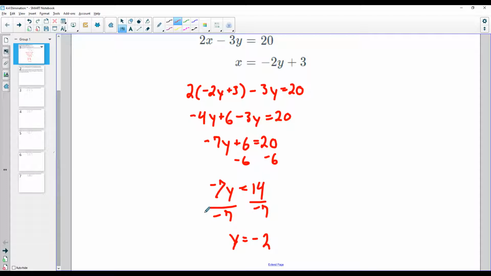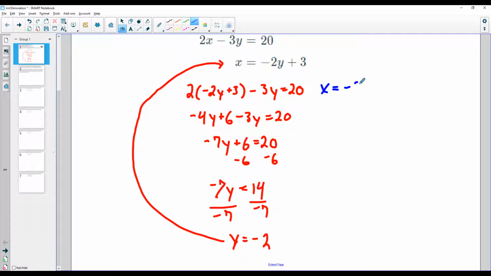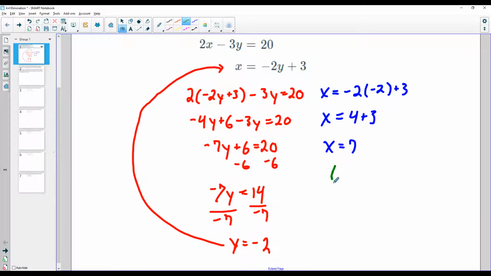All right, so we have y equals negative 2. Now we need to plug this back in to get x. I'm going to plug it back into this bottom one. You could plug it into the top one, but I'm plugging it into the bottom one because it's already solved for x: x equals negative 2 times y, which we just said was negative 2, plus 3. Negative 2 times negative 2 is positive 4, plus 3 is 7. So our final answer, remember when we're solving a system of equations, is the point, and it's the x value first, which is 7, and then the y value, which is negative 2.